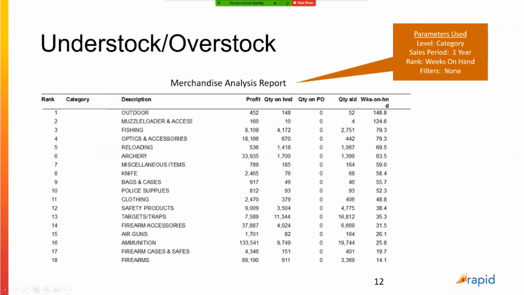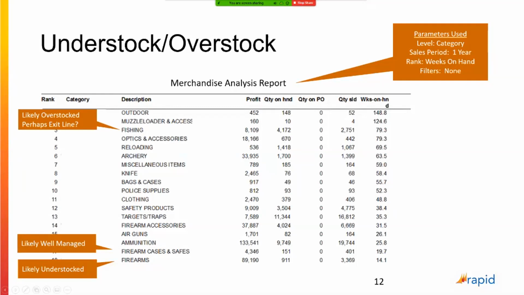And if you look across my 18 categories, there's information that I'm seeing at a category level that's telling me where I need to dig in more deeply, and where I probably don't need to dig in because it's likely that things are okay. So, for instance, in this particular demonstration database, we can see this firearm category has only 14 weeks on hand, and knowing that it takes a while to get firearms in stock, it is likely an understocked category.